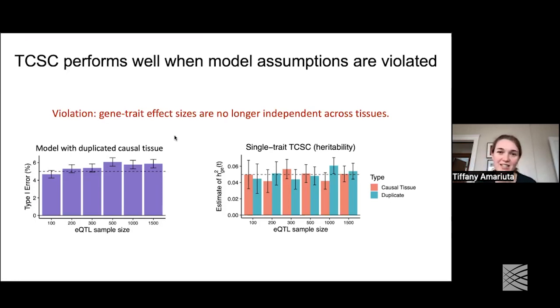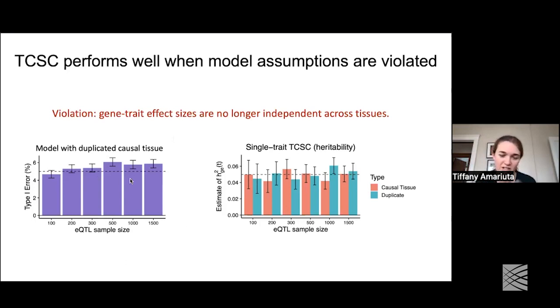And so here we tested some scenarios where we violate these assumptions just to see how TCSC would perform. So in this particular example, we've duplicated the causal tissue in the model and added some noise to avoid collinearity issues. But effectively what we see is that if you were to have two tissues with the same effect on disease at the gene level, the ability of TCSC to pinpoint those two causal tissues now versus the background of the tagging tissues is still quite good.